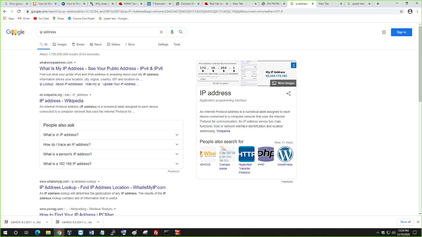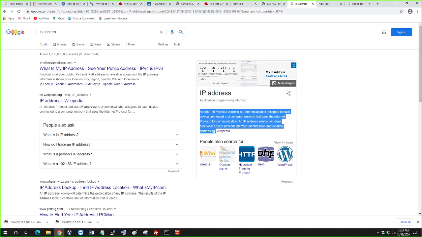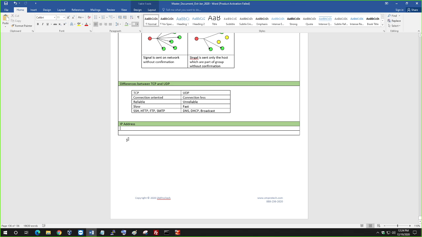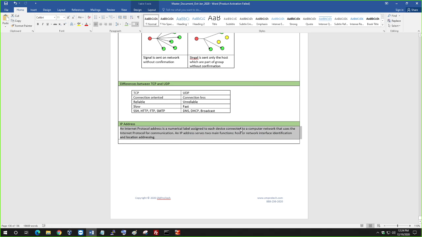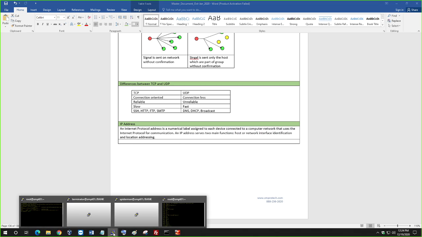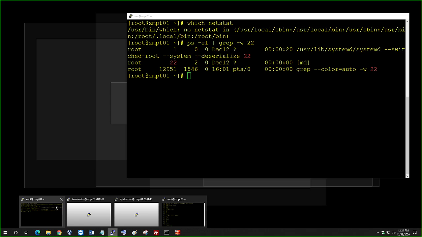So IP address is internet protocol, and address is a numerical label assigned to each device connected to it. So IP address is essentially a phone number. If you are Burhan, you have an IP address, which is your phone number. That's all there is to it. And so let's look at our IP address.